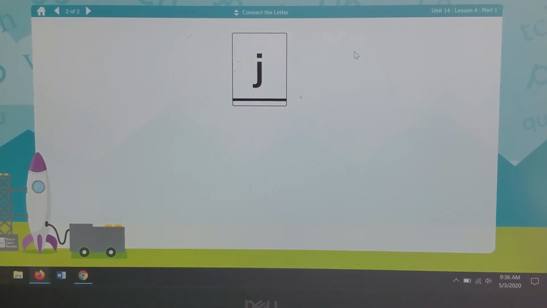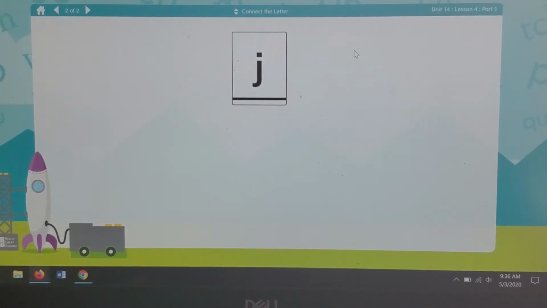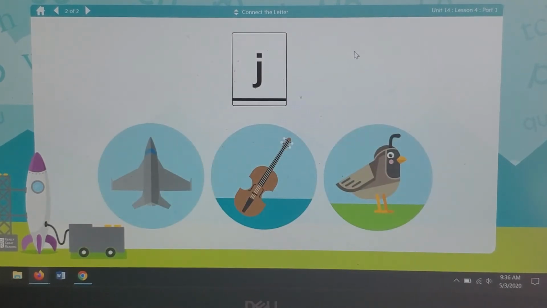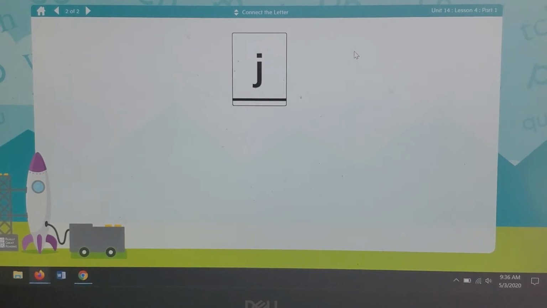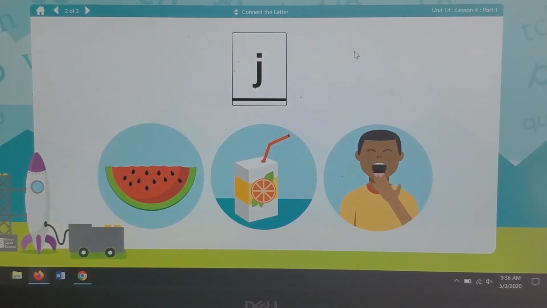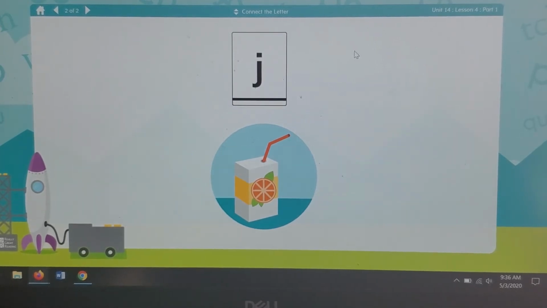And what sound does the letter J make? If you said J, you are correct. Our pictures for this one: jet, violin, quail. Which one begins with J? Jet is correct. Next, we have watermelon, juice, yawn. Which one begins with J? If you said juice, you are correct.